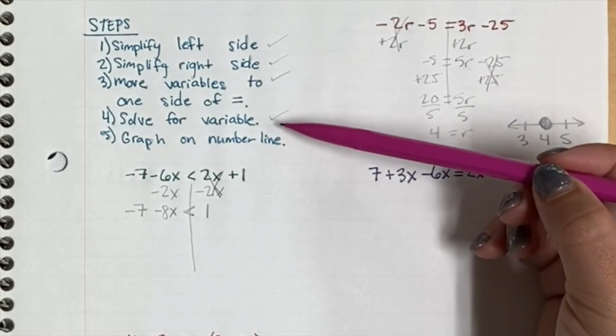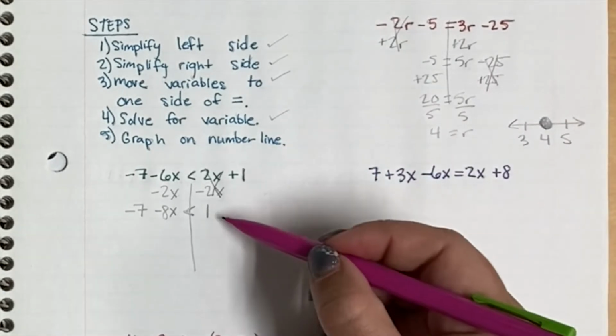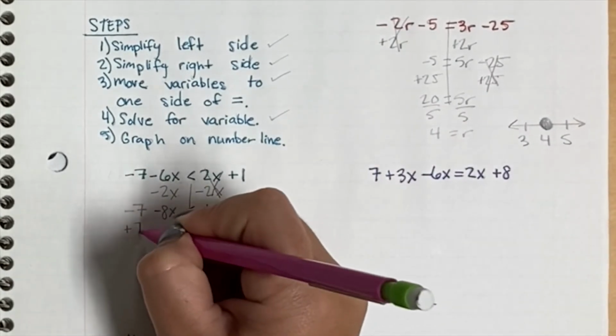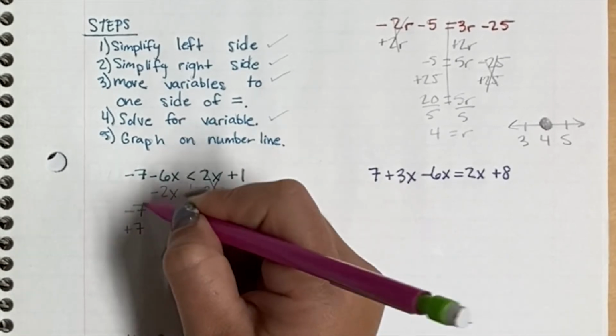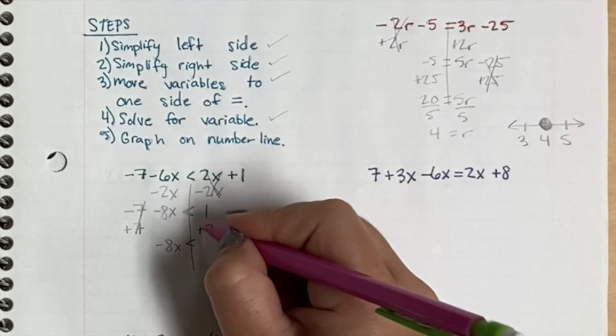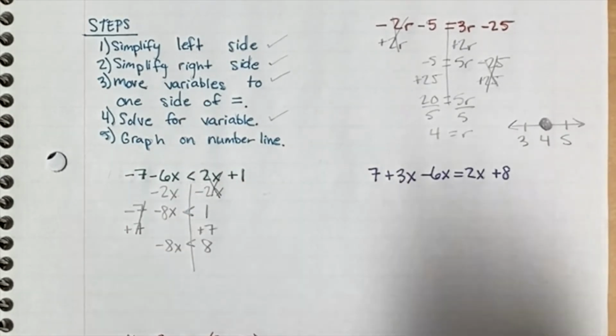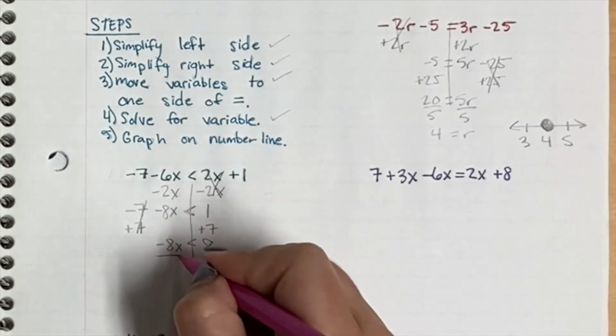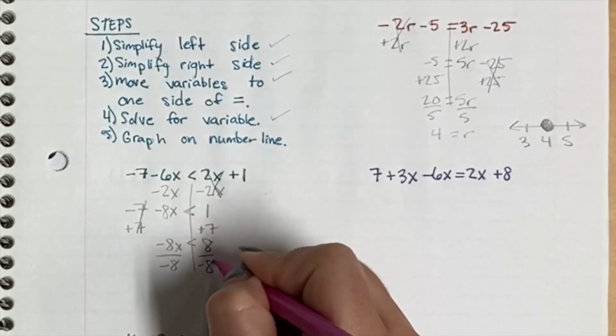And moving on to step number 4, solve for the variable. This is just a 2-step inequality, which we've already been practicing. So I'm going to add 7, cancel those out, trying to solve for this x value. 1 plus 7 is 8. And then in order to get x by itself, I'm going to divide both sides by -8.